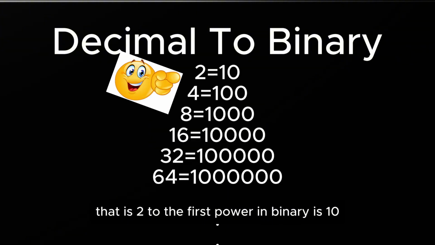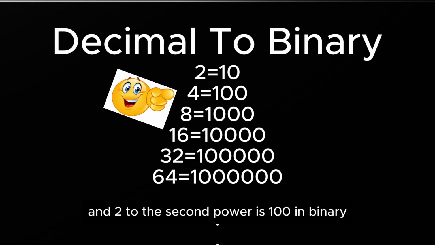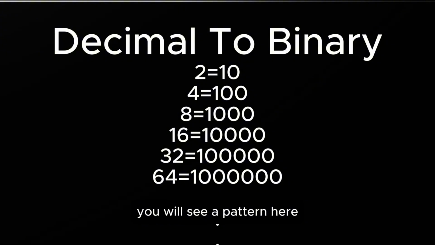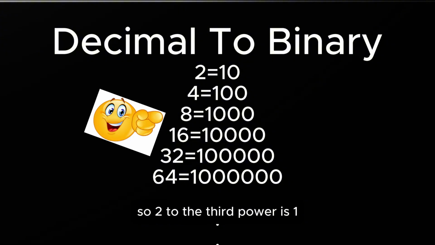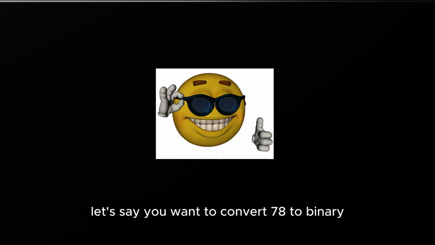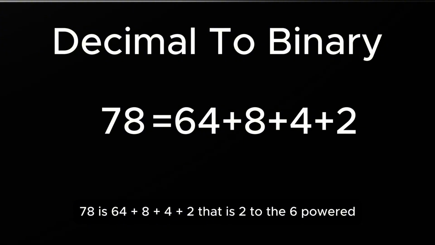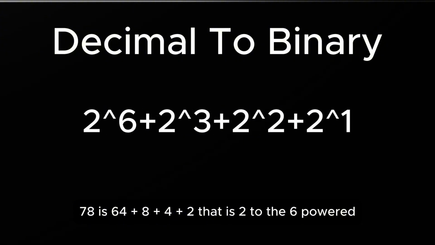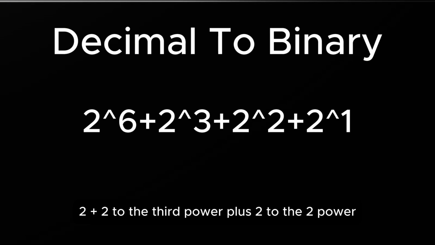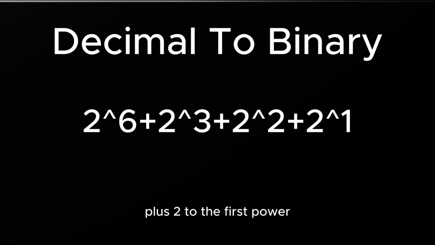That is, 2 to the first power in binary is 10, and 2 to the second power is 100 in binary. You will see a pattern here, so 2 to the third power is 1000 in binary. Pretty cool, huh? Let's say you want to convert 78 to binary. 78 is 64 plus 8 plus 4 plus 2. That is 2 to the 6th power plus 2 to the third power plus 2 to the second power plus 2 to the first power.